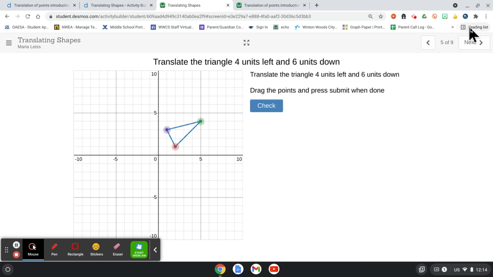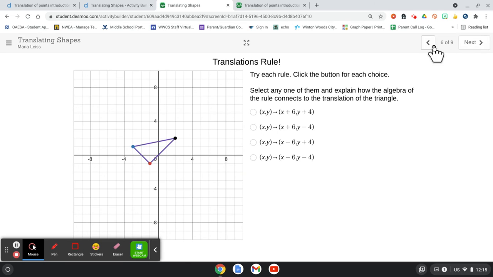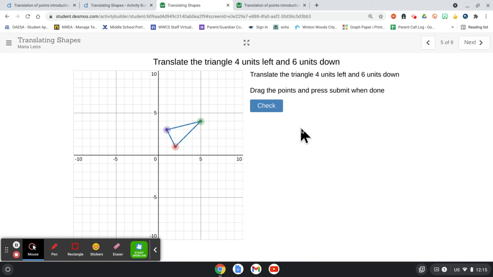Now slides 5 and, well, you'll do another one like this, but now we're actually going to drag this triangle 4 units to the left and 6 units down. Now here's the tricky part, is that you have to drag each individual point. So if I start with the red, I'm going to follow the rule. 4 to the left, 1, 2, 3, 4, and then 6 down. 1, 2, 3, 4, 6 down.